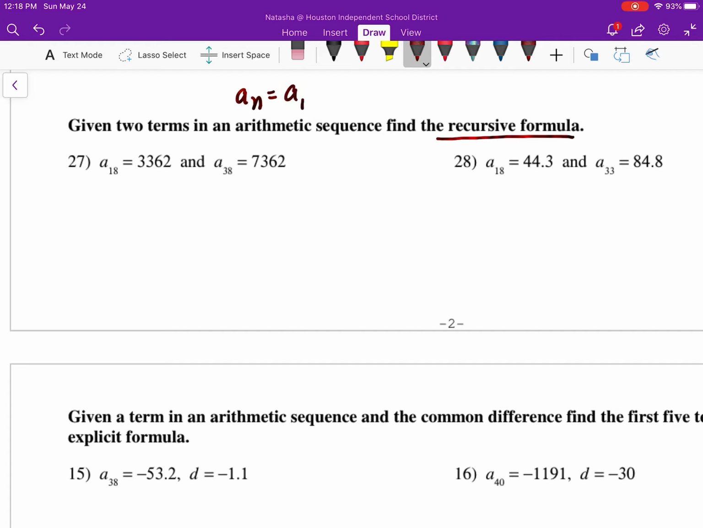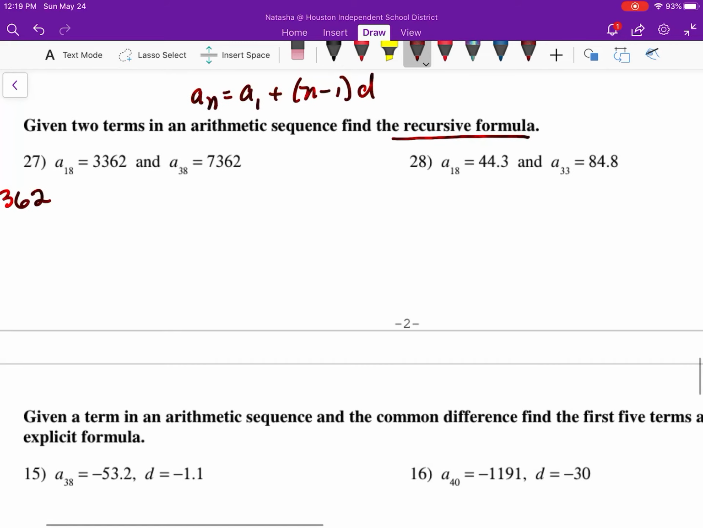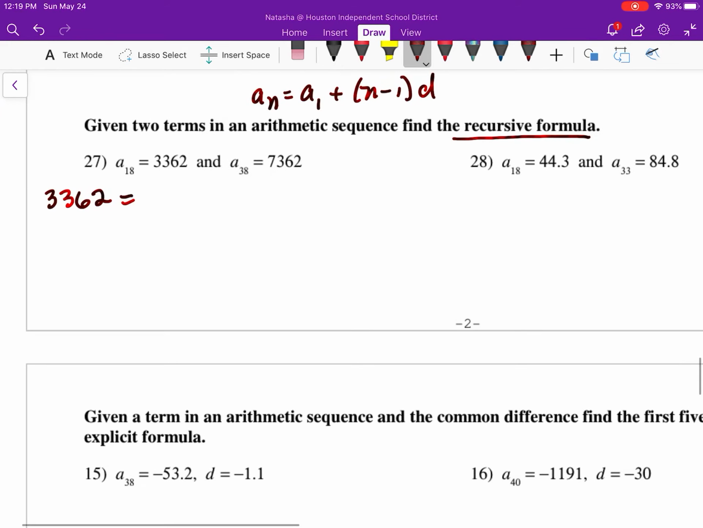Our explicit sequence is a sub n is equal to our first term plus our n minus 1 times our common difference. Okay, so we're given two pieces of information. We're given the 18th term. Our 18th term is equal to 3,362. So if I put this information into my explicit formula, that's going to help me figure something out. So I'm going to write 3,332 for our a sub n, because that's the nth term that we found originally.